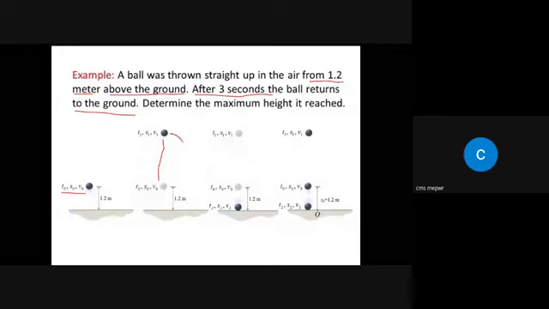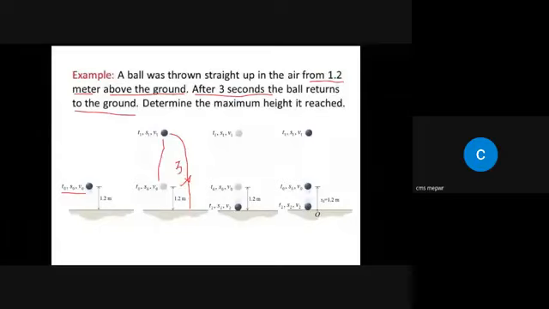So the time taken by this whole process is basically how much? It is 3 seconds. So after 3 seconds, the ball returned to the ground. So if this is position 1, then let this be position 2. Now at this instant, t2 is basically 3 seconds. We have this value now. S2, how much is S2? S2 is 0.